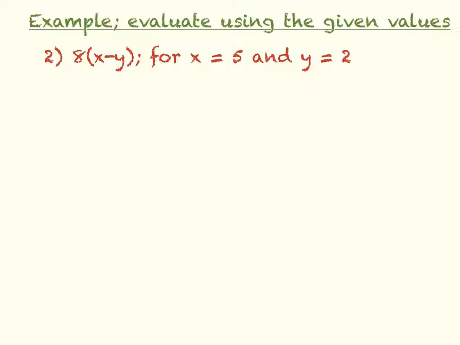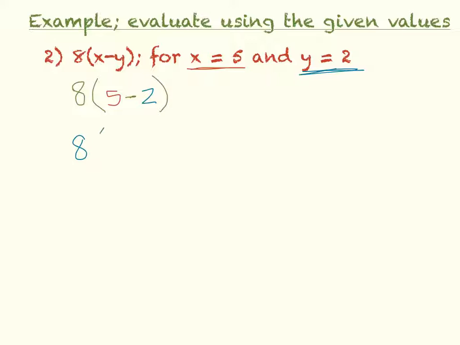Next example here, we have 8 times x minus y, for x is equal to 5 and y is equal to 2. So again, the first step is to put in our variables. So we have 8, and then my x is 5, minus my y, which is 2. Make sure you're careful on where you put everything. The x was 5, so put that in the x spot. The y was 2, so put that in the y spot. And then we can solve.